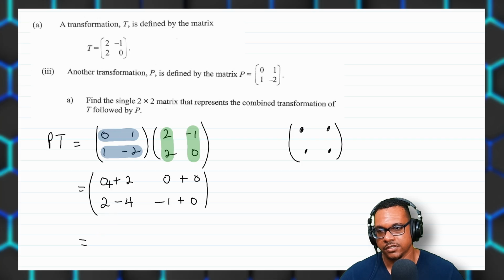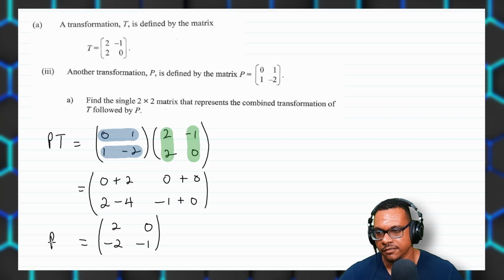So that'll be equal to 0 plus 2 is 2. 2 take away 4 is -2. This is just 0. And -1 plus 0 is just -1. And this would be the single transformation matrix of T followed by P.